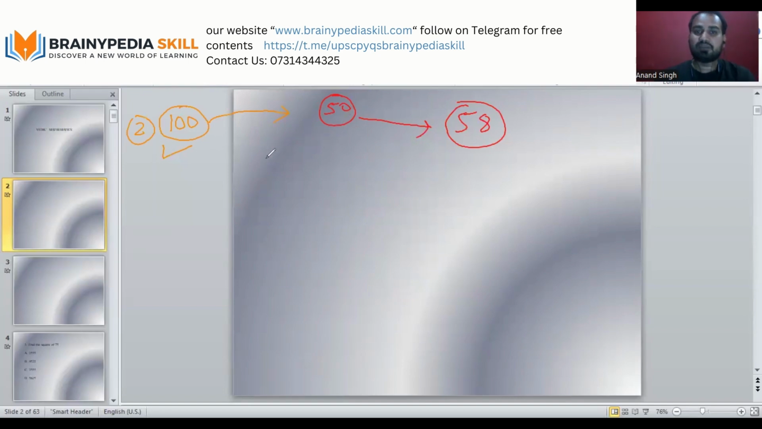The only difference this method creates is that we have to do the half. How can I move from 100 to 50? By dividing it by 2, by making it half. Now let us assume I have taken the number 58 and I want to calculate the square of this number.